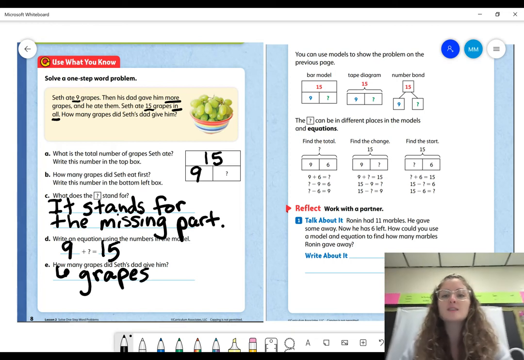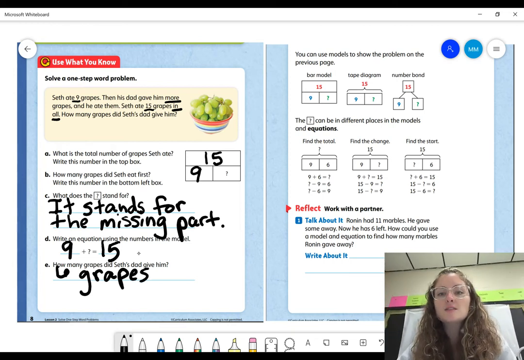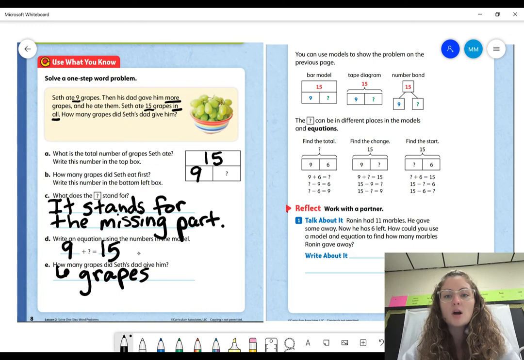Let's go over to this side. It says that you can use models to show the problem on the previous page. So the model that we used over here is called a bar model. We could use a tape diagram, or we can use a number bond. We have used number bonds in the past. You have probably seen these different models.